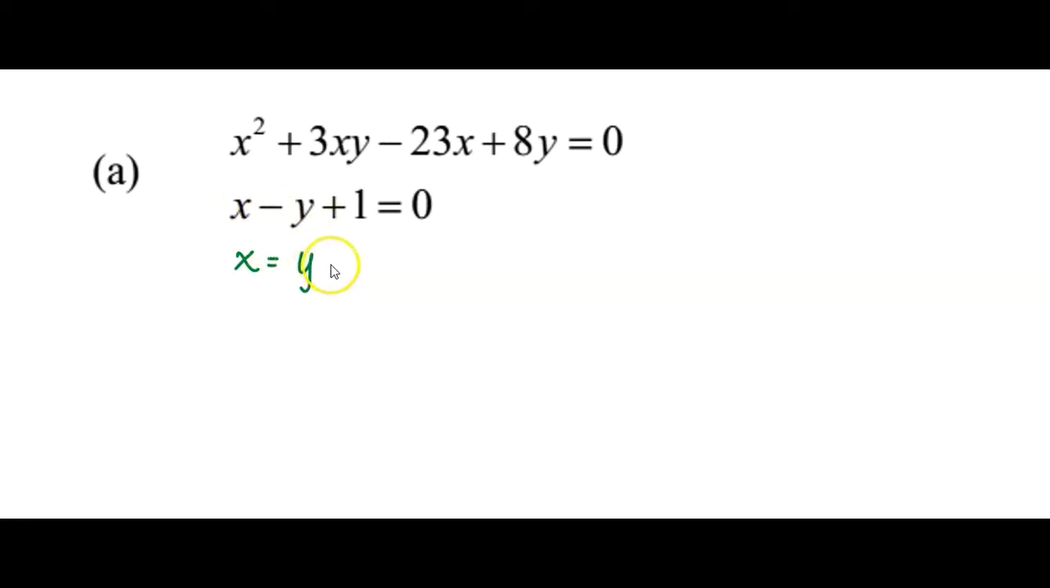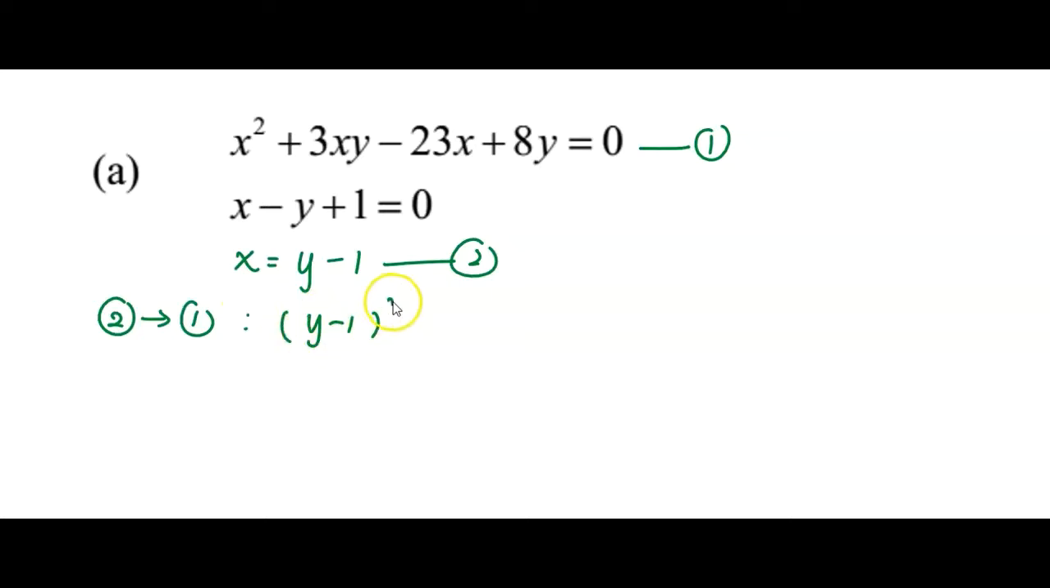I got x equals y minus 1. Then I'll name this as equation 1, this as equation 2. In order to solve this equation, I'm going to substitute equation 2 into equation 1, which means that the x over here will be replaced by y minus 1.